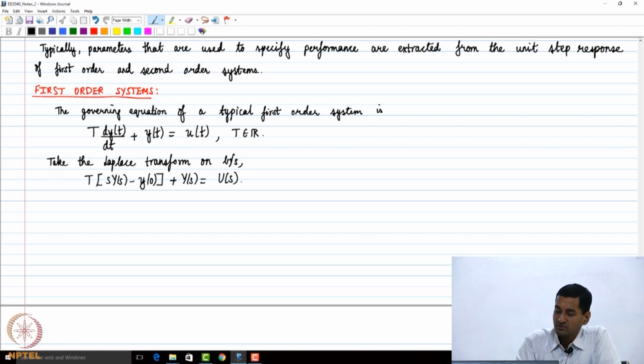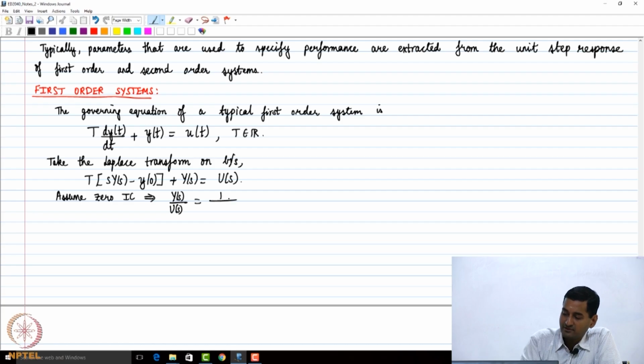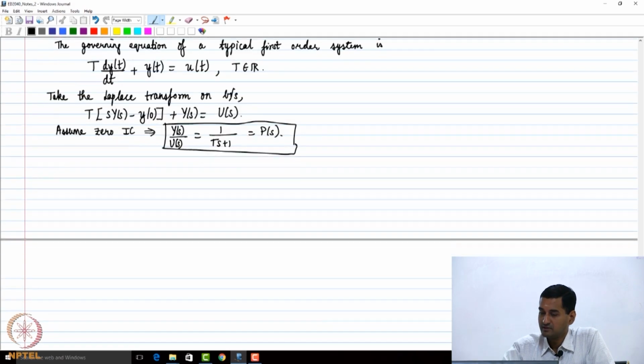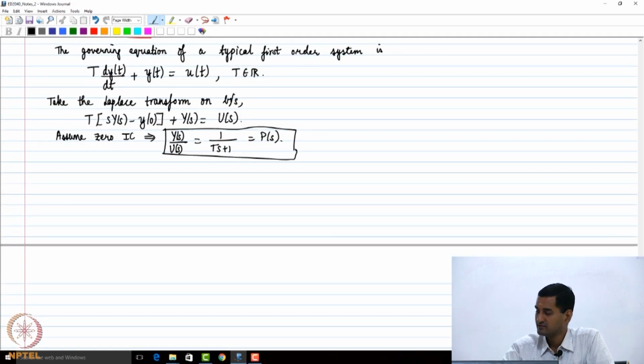Right? So, of course, to calculate the transfer function, what do we assume? We assume 0 initial condition. This implies that Y(s) divided by U(s) is going to be equal to 1 divided by (Ts plus 1). So, this is the plant transfer function. Correct? I hope everyone agrees. Pretty straightforward. Now, from this, what are the values of n, m?